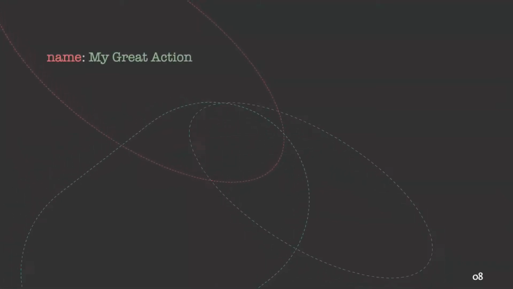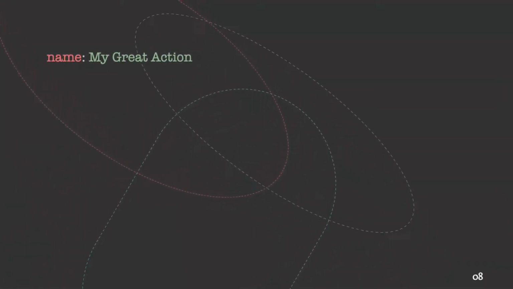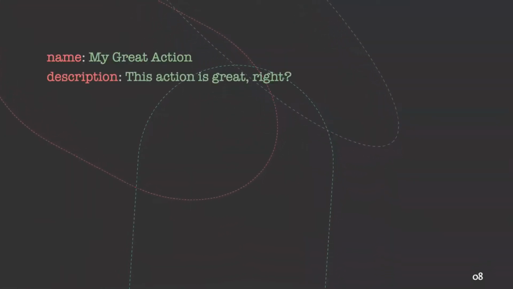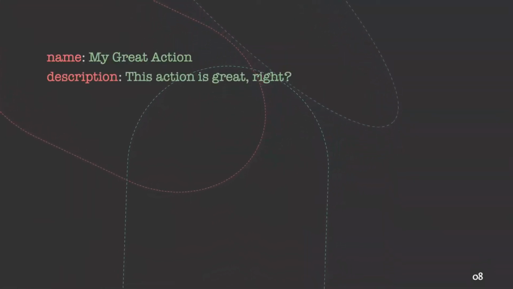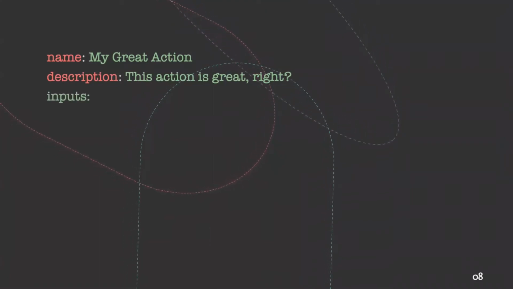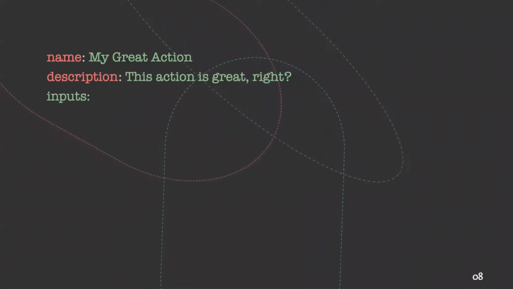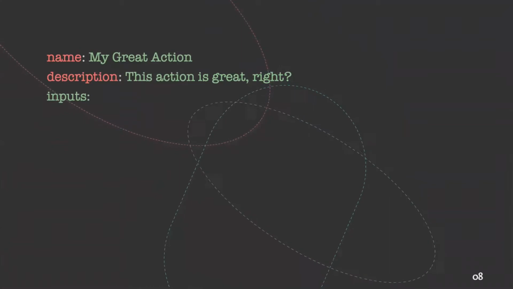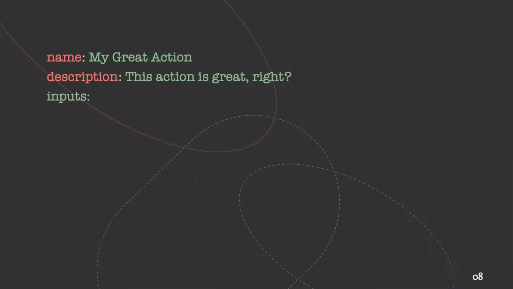So we have a name, everything has a name. In this case, I'm calling it migrate action. And we also have a description. So it's going to be a great action. So that's the description. And we can also define some inputs. So like you saw a second ago with the commit message argument, that's actually an input that will get passed through to the action itself.